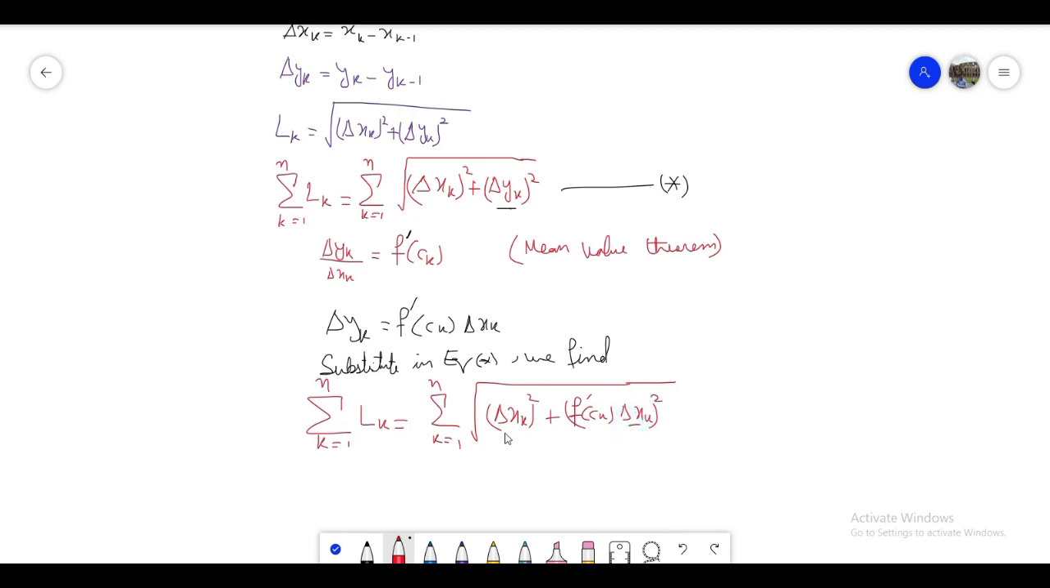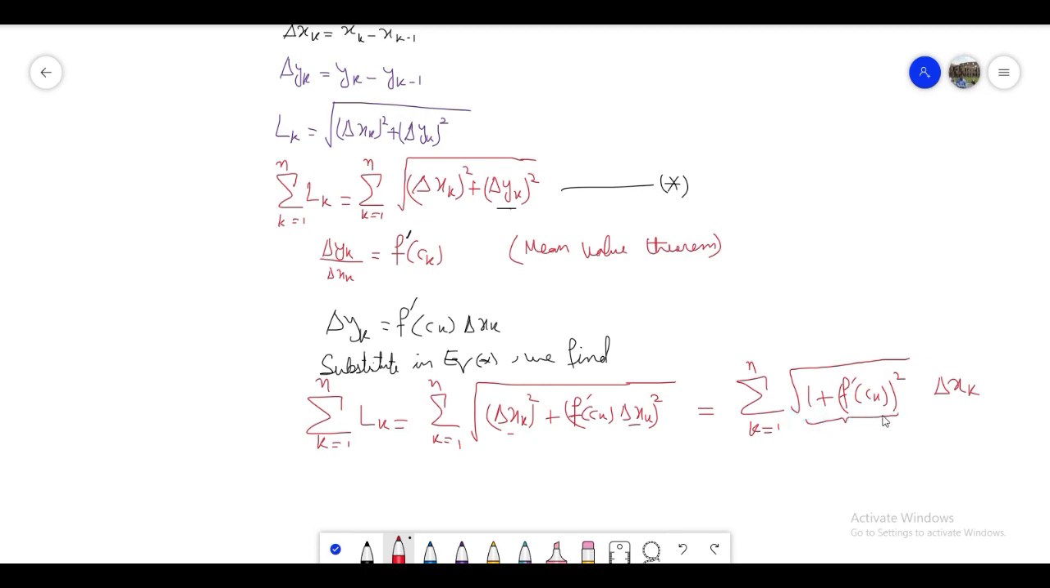Now this is delta x squared, we can take the common factor from here and write it as a sum of k starting from 1 to n. So I took the delta xk squared common, and once you take it out from the square root, this will become 1 plus f dash of ck whole squared, and this is under the square root. So this is the delta xk, because we have to treat this expression.